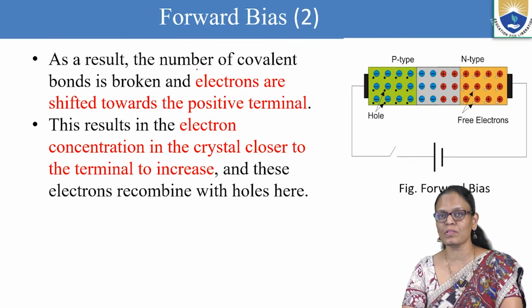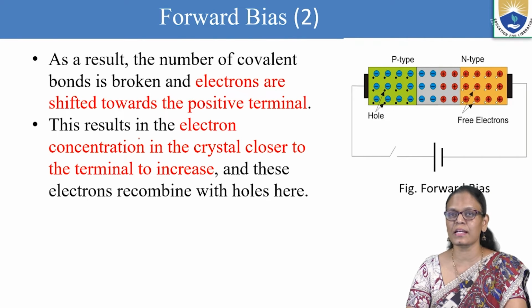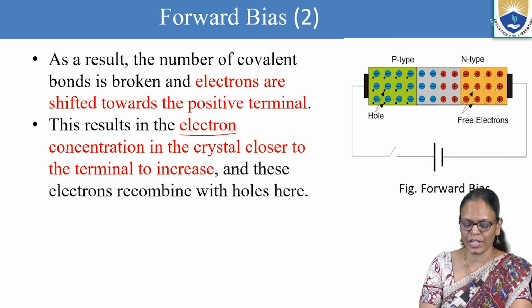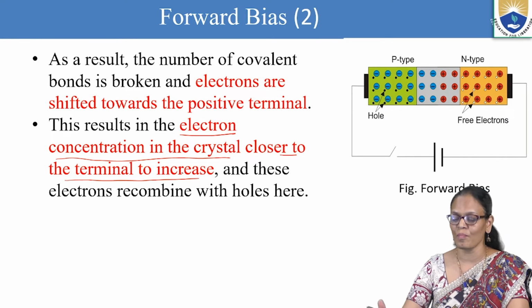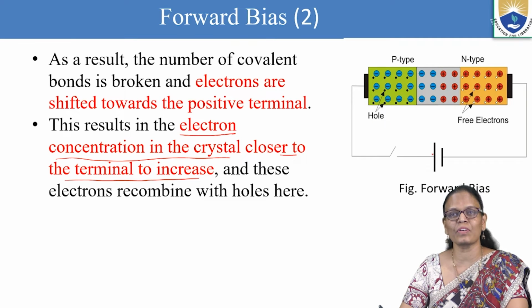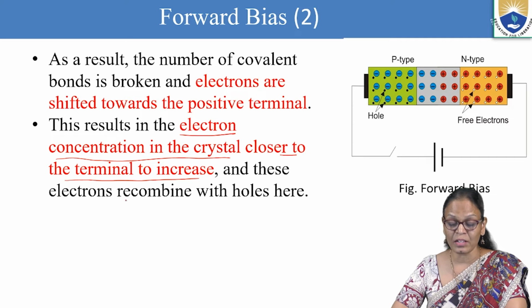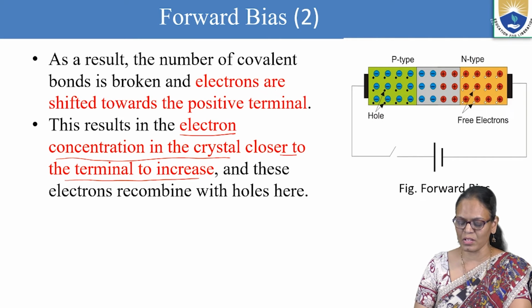And what happens because of that? A number of covalent bonds are broken and the electrons are shifted towards the positive terminal, and this causes the electron concentration in the crystal closer to the terminal to increase. So the concentration of electrons towards the terminal will increase, and then they will recombine with the holes here. So recombination of holes and electrons takes place.